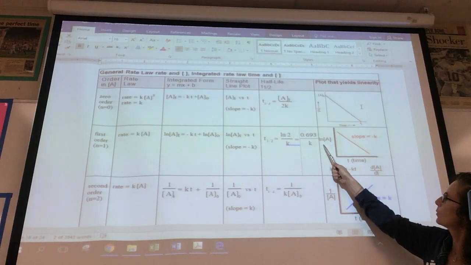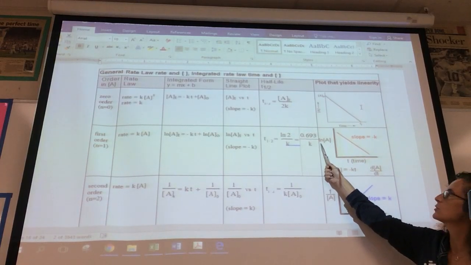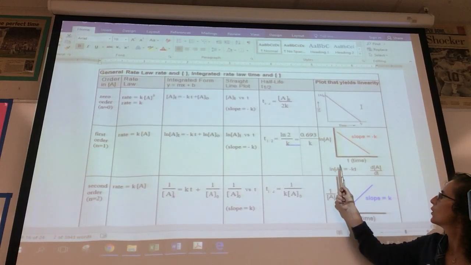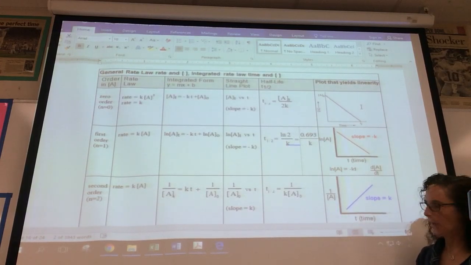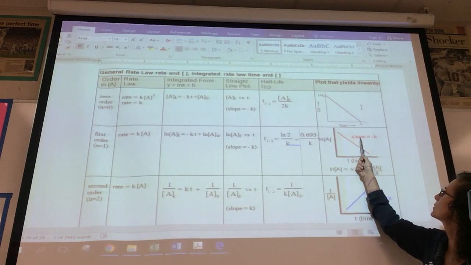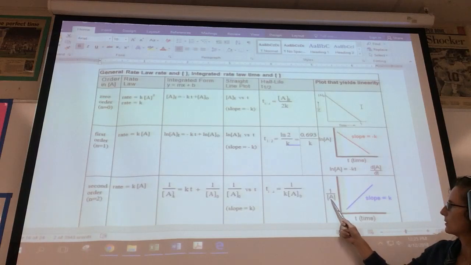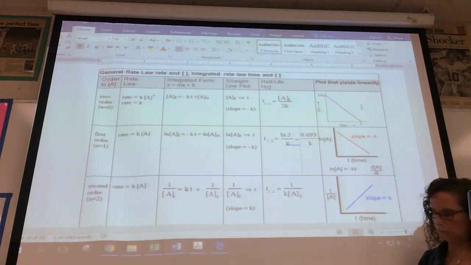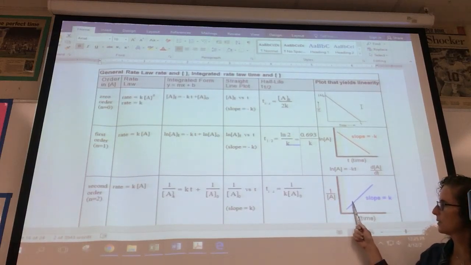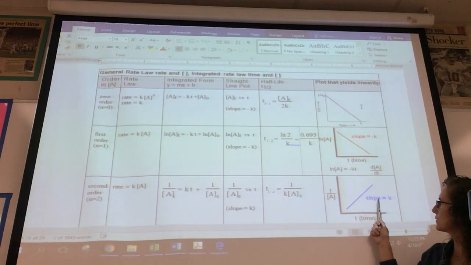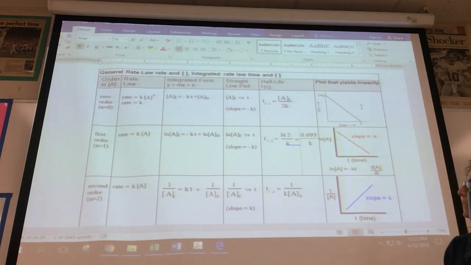Here's first order, where you have ln of the concentration of reactant versus time. And again, straight line kinetics where the slope is equal to -k. And here what you've got is 1 over the concentration of the substance versus time. This is going to be second order, where you have a positive slope equal to k.